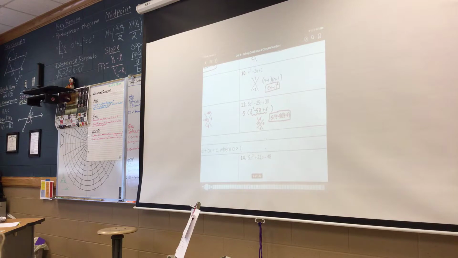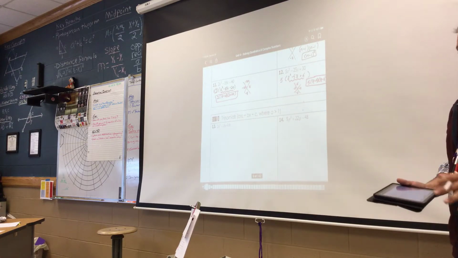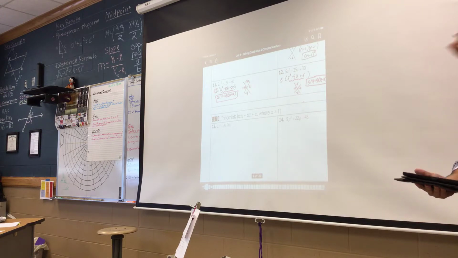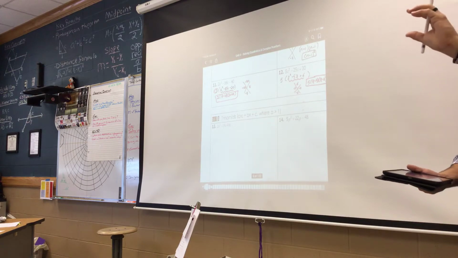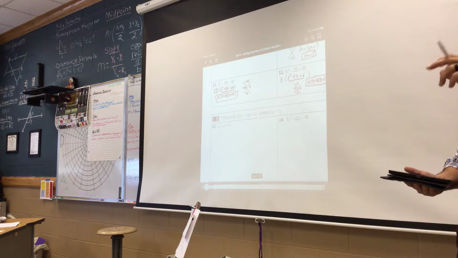All right. Okay. Let's look at another scenario here. So same note page, you ain't got to change nothing, but put another subtitle. Factoring trinomials when a is greater than 1.